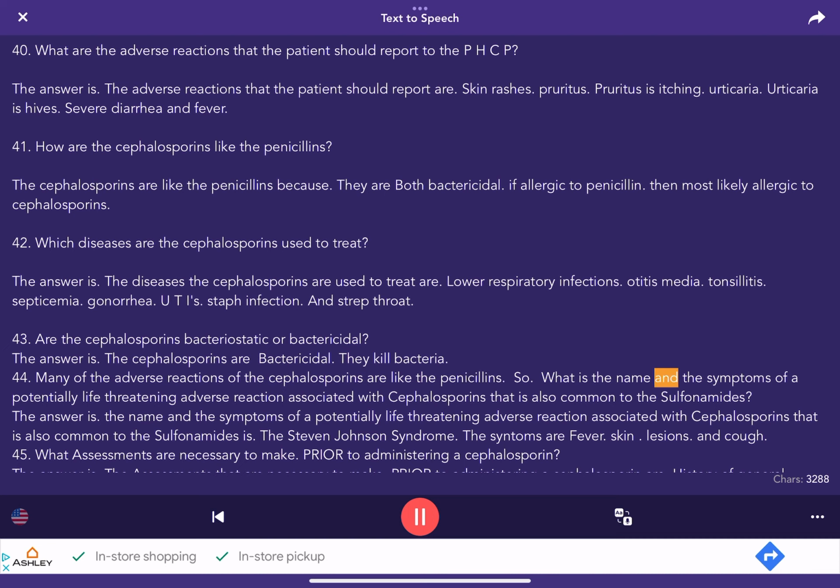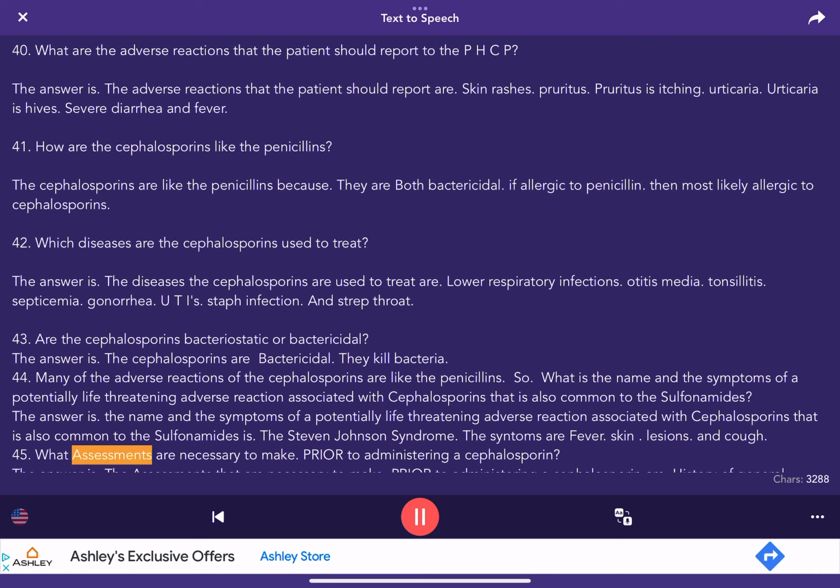44. Many of the adverse reactions of the cephalosporins are like the penicillins. So, what is the name and the symptoms of a potentially life-threatening adverse reaction associated with cephalosporins that is also common to the sulfonamides? The answer is, the name and the symptoms of a potentially life-threatening adverse reaction associated with cephalosporins that is also common to the sulfonamides is the Stevens-Johnson syndrome. The symptoms are fever, skin lesions, and cough.